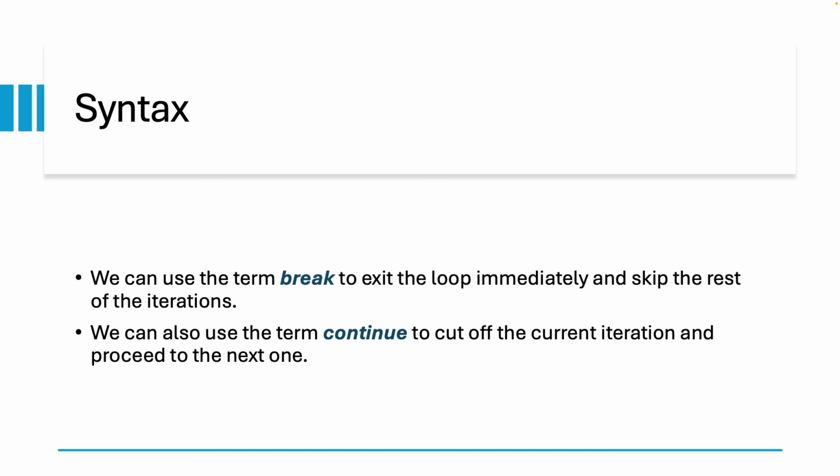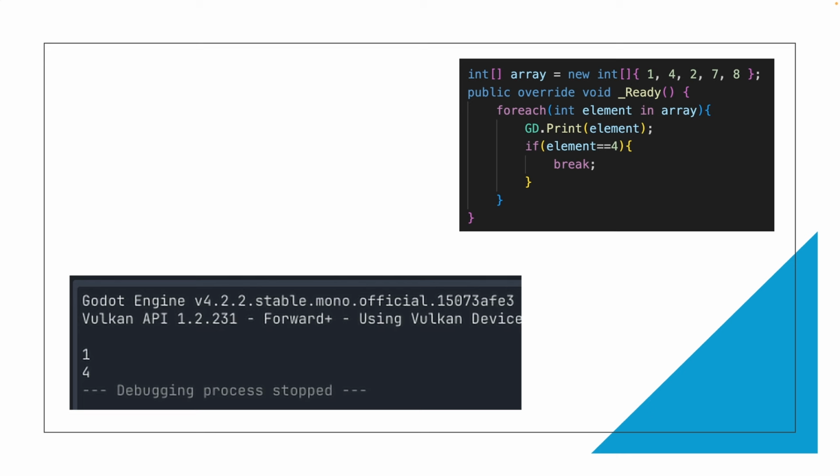We can use the term break to exit the loop immediately and skip the rest of the iterations. We can also use the term continue to cut off the current iteration and proceed to the next one. So here you see I'm going through each element in the array, print the value, and if the element is equal to 4, then we stop the entire loop. Our array here, we're doing 1, 4, and then it gets to 4 and it goes, oh, the element matches 4, and we stop the loop there. So we only find it do 1, 4.